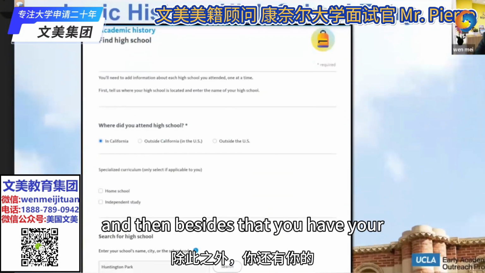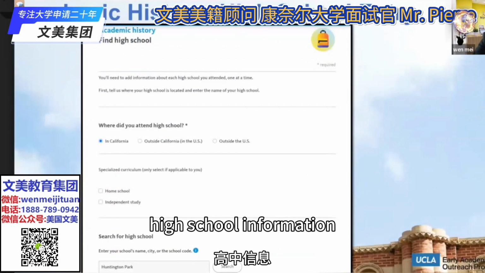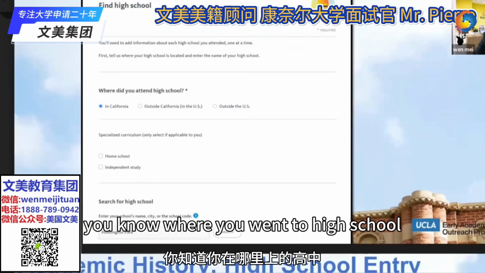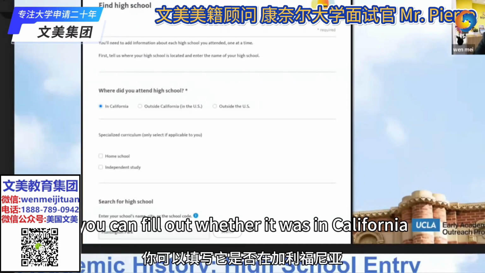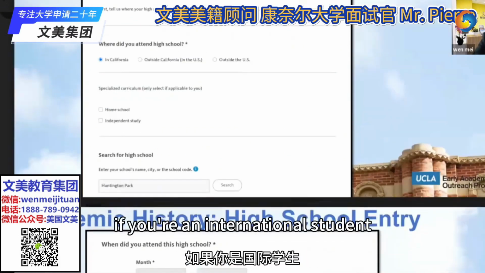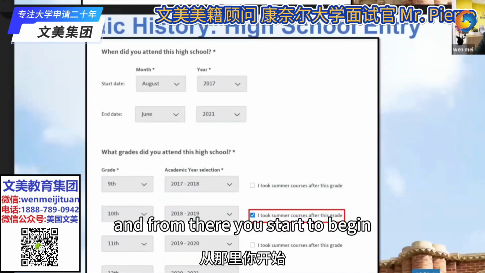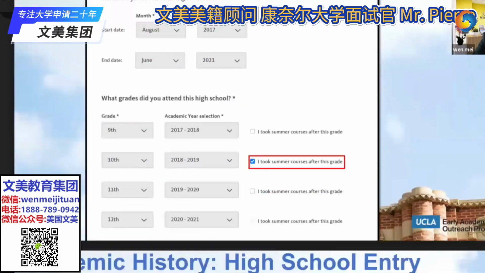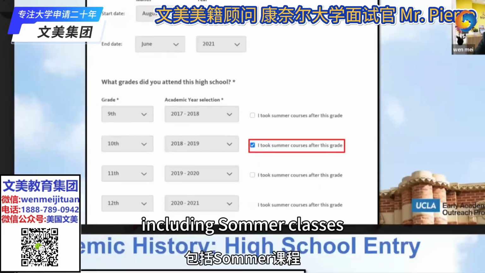And then besides that, you have your high school information. This is where you fill out where you went to high school. Of course, you can fill out whether it was in California or outside of California, or even outside the US if you're an international student. And from there, you begin the process of filling out your academic history, including summer classes.